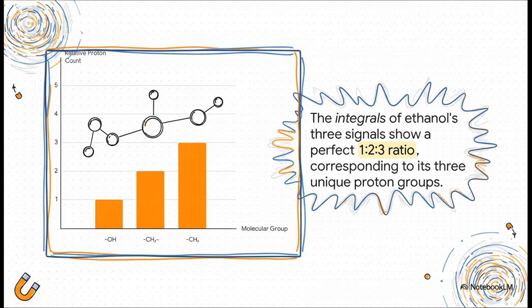It's got 3 different kinds of protons. There's 1 proton on the OH group, 2 protons in that middle CH2 group, and 3 protons on the end CH3 group. So when you look at the integrals for its NMR spectrum, what do you see? A perfect 1 to 2 to 3 ratio. It's a simple, elegant way to count up the atoms in your molecule.